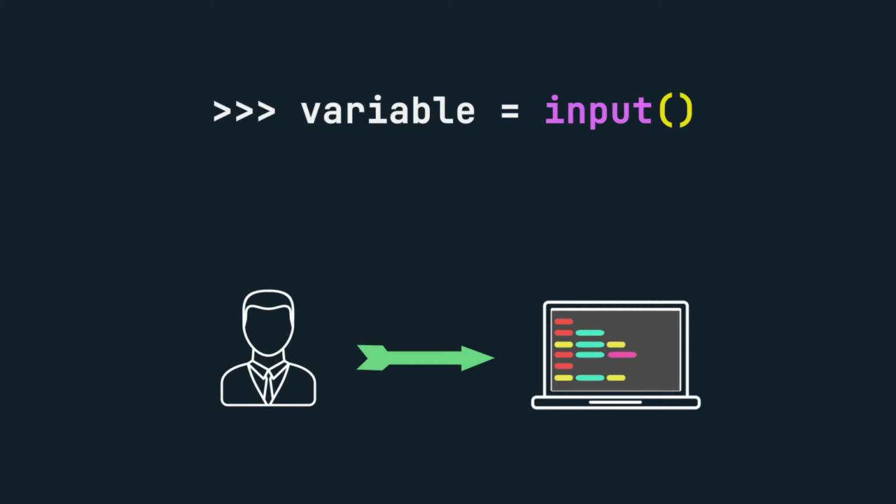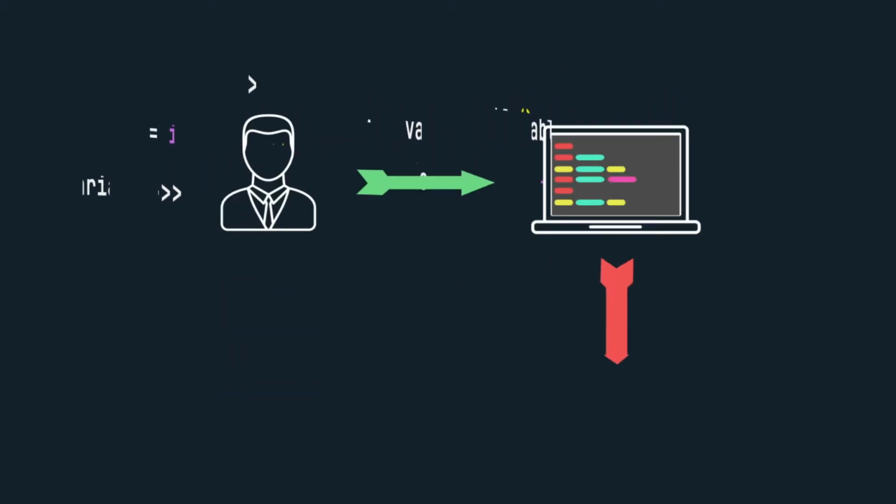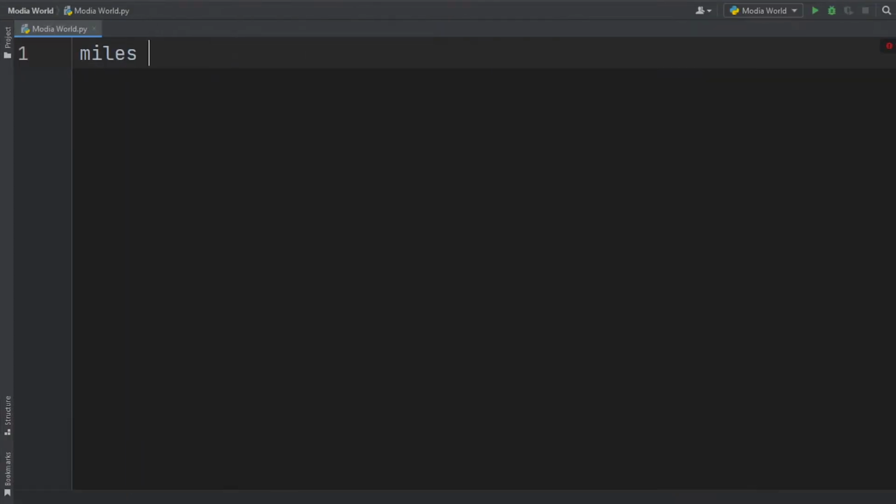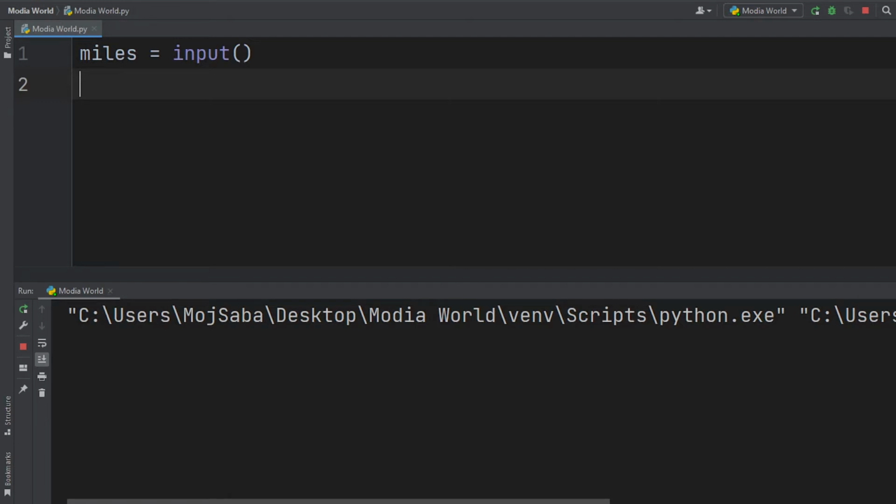In this video, we'll write a program that takes a value from the user as miles and converts it into kilometers. Well, let's go to the program. I define a variable and name it miles. Okay, now let's run the program.